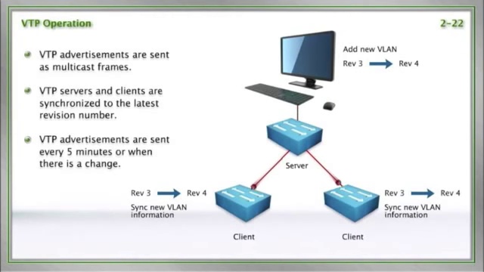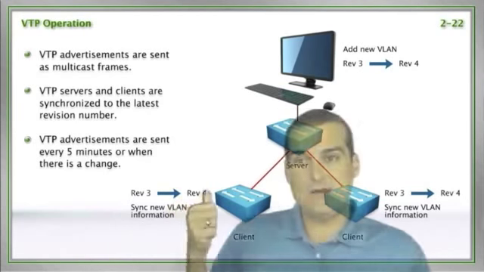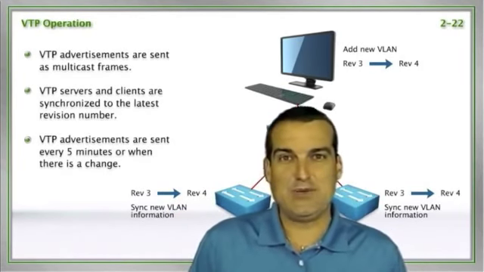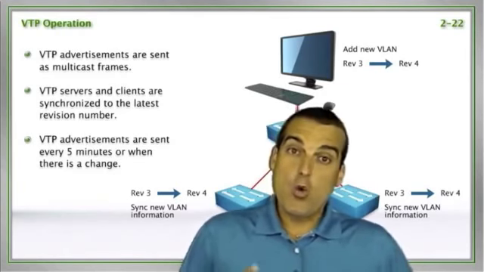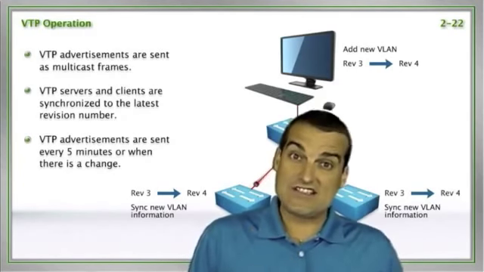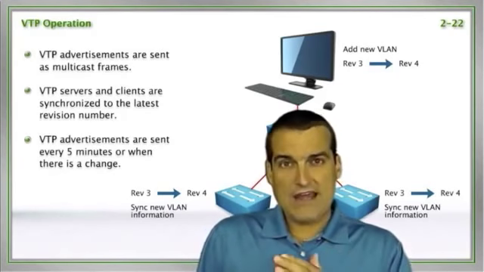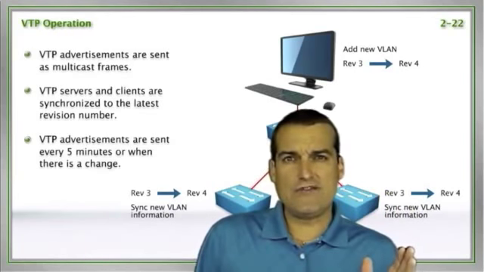A number called this configuration revision number is what dictates whether we synchronize. You can quickly see where this is going to get us into a big potential problem. What if you have a Cisco switch with a high configuration revision number?